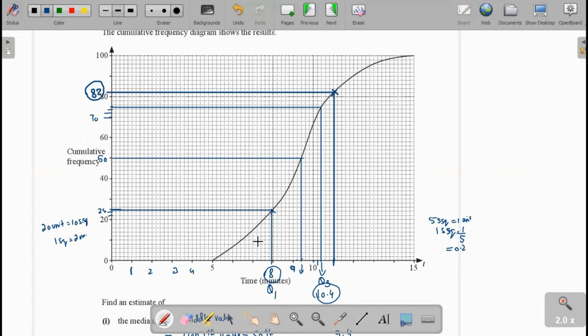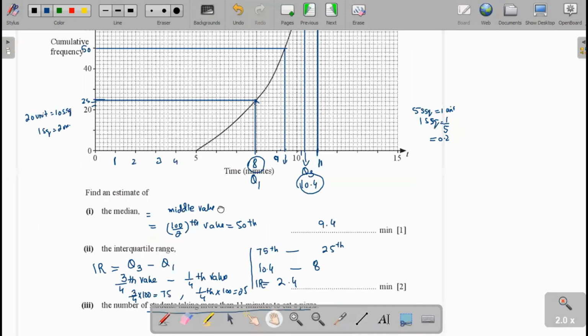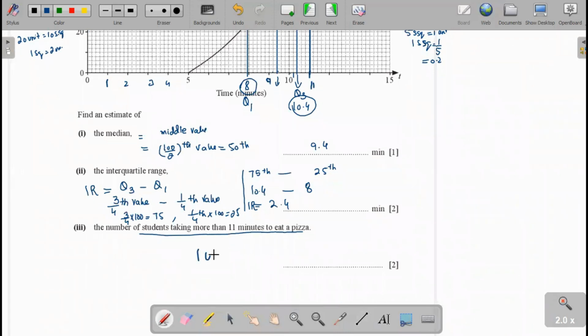This is the 82 value. The time taken to eat pizza is 11 minutes. Therefore, for more than 11, we will take the difference, 100 minus 82. Now we take the difference between 100 minus 82, and this is 18, which is the answer.